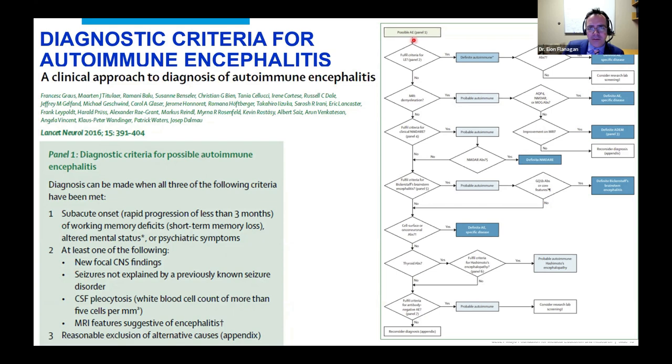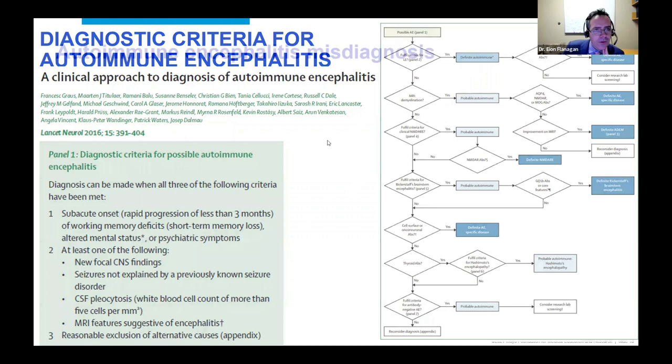So this is a little bit complicated, but basically, if you met the features for this, then you would go in here, and depending on what features you had or what antibodies you had, you would fit a different category of diagnosis. And if you didn't fit any of these diagnoses, then the doctor should reconsider the diagnosis. So a little bit of a complicated algorithm here, but the bottom line is that patients really had to meet these criteria to be able to fulfill any of the other criteria. So these were required.